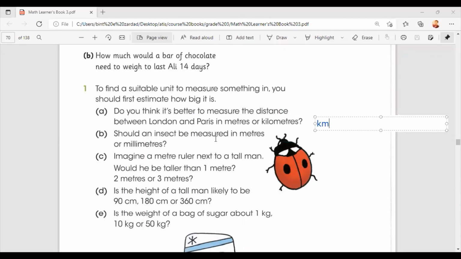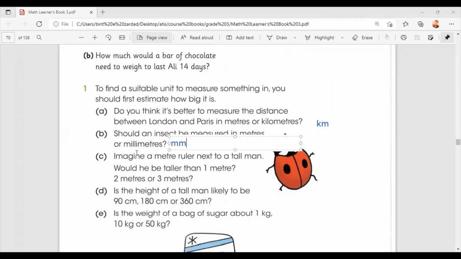Should an insect be measured in meter or millimeter? Small item, millimeter is better. 1 meter equals 1000 millimeter. 1 centimeter equals 10 millimeter, and 1 meter equals 1000 millimeter. So for a small insect we can use millimeter.